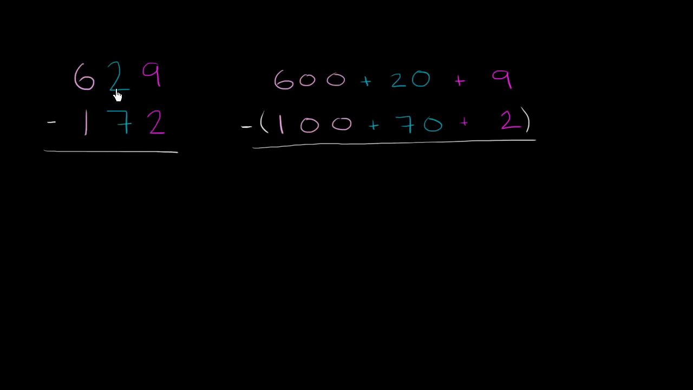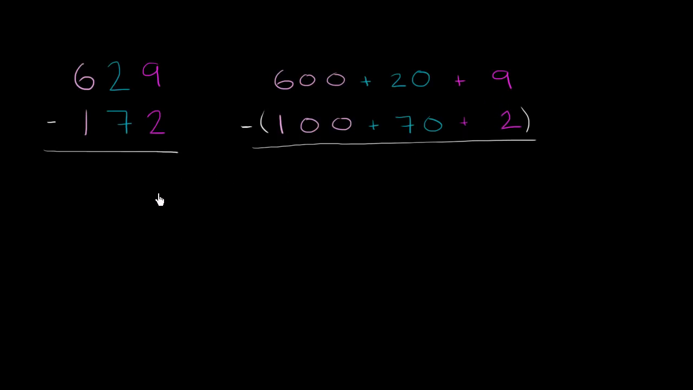I've written the same subtraction problem twice. Here we see we're subtracting 172 from 629. And all I did here is I expanded out the numbers. I wrote 629 as 600 plus 20 plus 9. And I rewrote 172. The 1 is 100, so that's there. This 7 is in the tens place, so it's 70. And then the 2 is 2 ones, so it just represents 2. And we'll see why this is useful in a second.